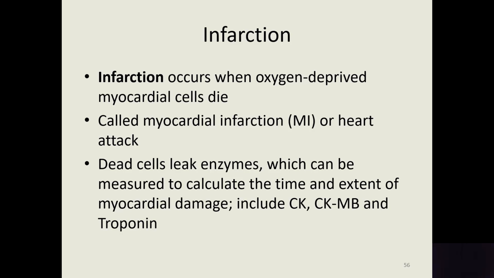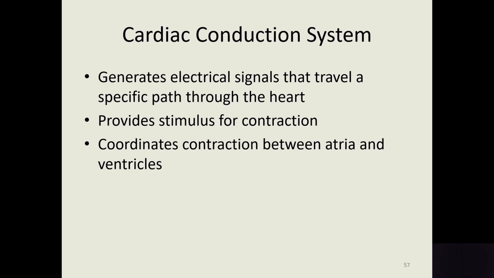And as I mentioned in the very beginning of this presentation, myocardial cells do not reproduce. They stop reproducing very early in life. So once myocardial tissues die, they don't reproduce, so they don't repair themselves. And those dead cells will leak enzymes, which can be measured to calculate the time and the extent of the myocardial damage. So things like a CK or CK-MB and a troponin are the lab tests that we do to calculate the damage that's been done during a myocardial infarction. The other thing we do is an EKG. So why do we do an EKG? We do an EKG because we're looking at the electrical signals that travel through the heart.